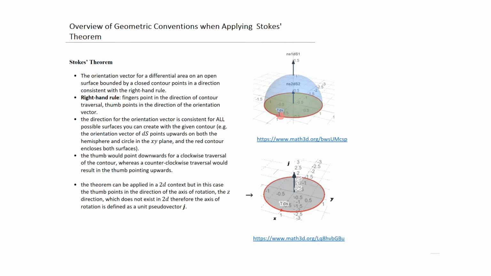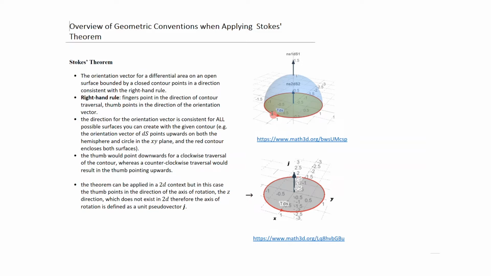I've shown two surfaces bounded by the contour. One of these is this olive green planar surface in the form of a disk, and the other is this bluish surface, which is a hemisphere but it's bounded by essentially the same red line. So what we're doing with the right-hand rule is you point the fingers of the right hand in the direction of the traversal.